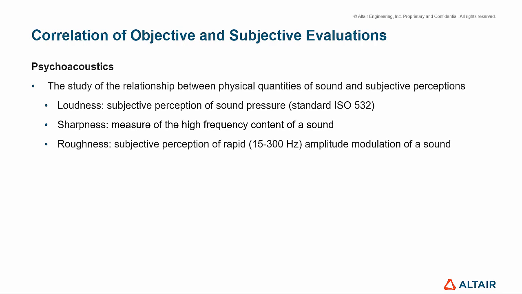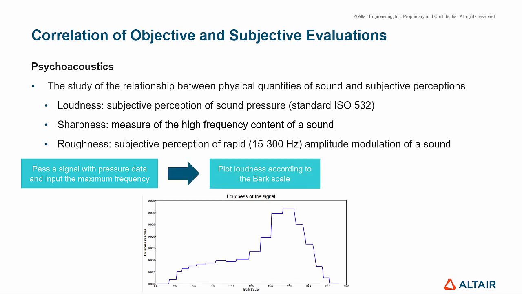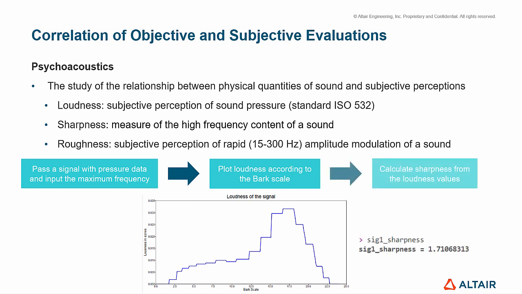As these calculations are not trivial, they are out of the scope of this video, but Compose has all the bells and whistles to compute these parameters using its native math functions. A workflow can be built where the user passes a signal with pressure data and inputs the maximum frequency. Then Compose plots loudness according to the Bark scale, which is a psychoacoustical scale, and finally it calculates sharpness from the loudness values.